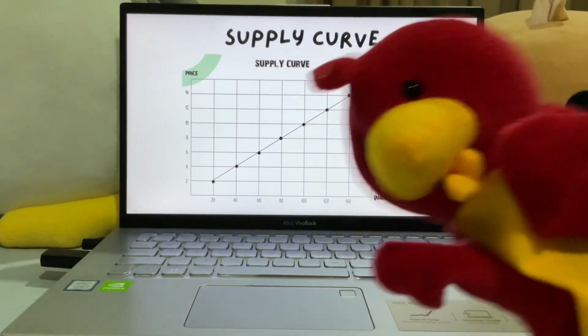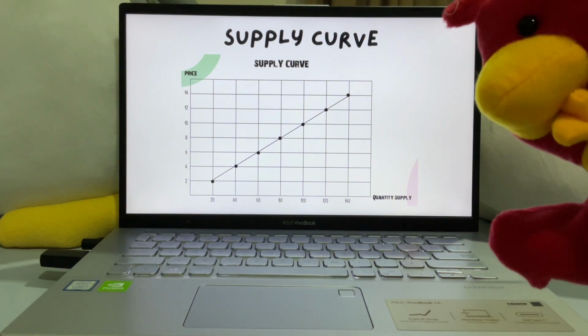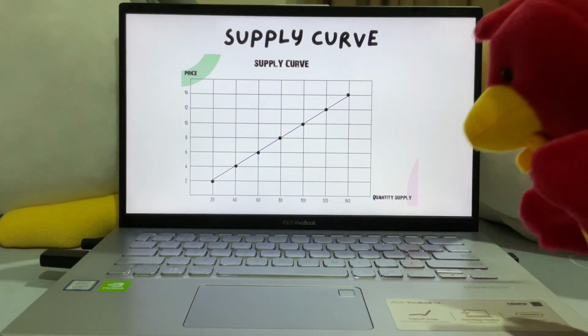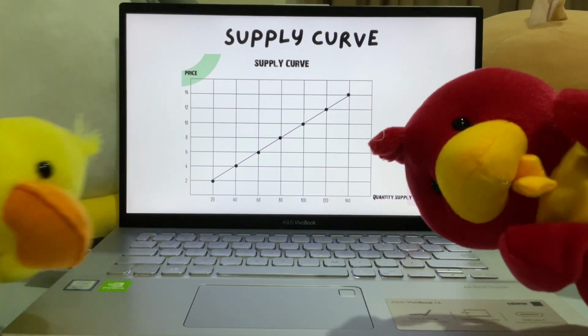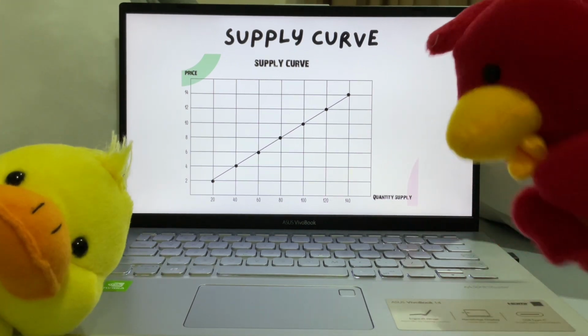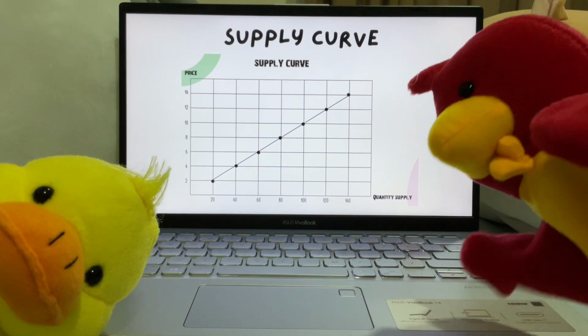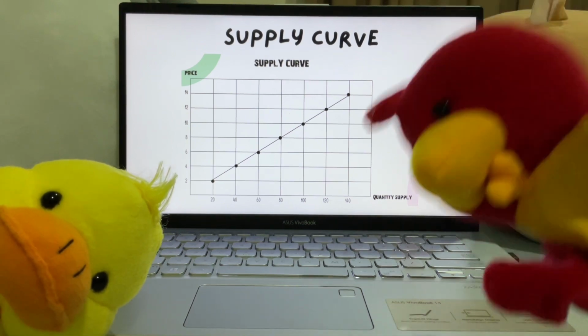And a supply curve is a graph depicting the quantity of goods or services a producer is willing and able to sell at various prices. In addition to the law of supply, the supply curve demonstrates changes or shifts in supply, the same as demand.